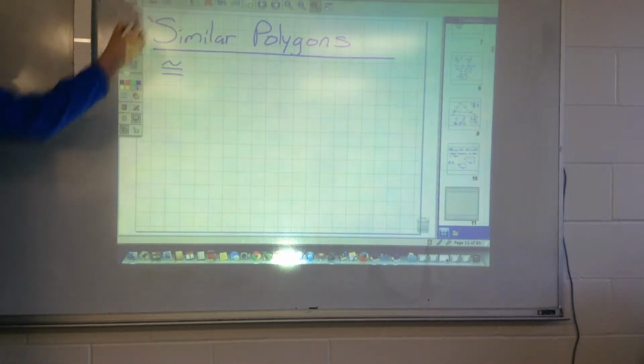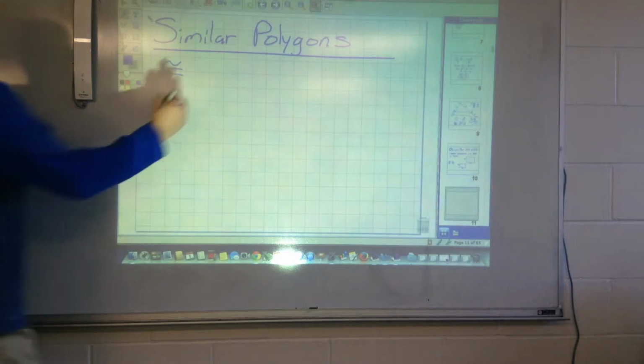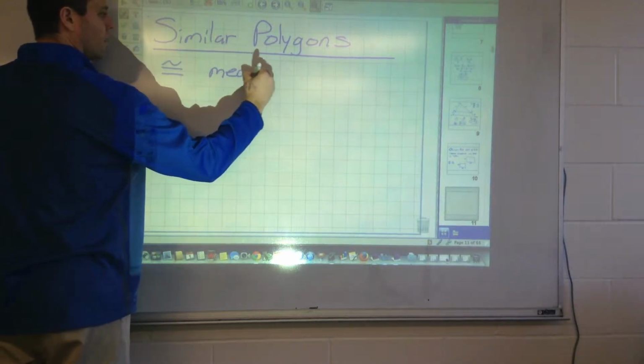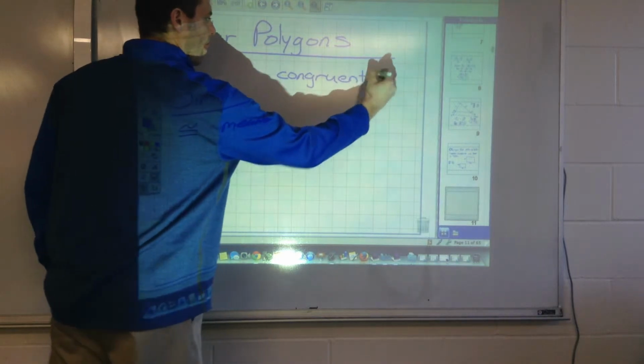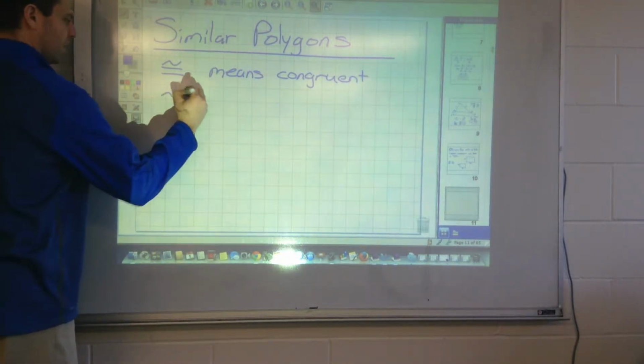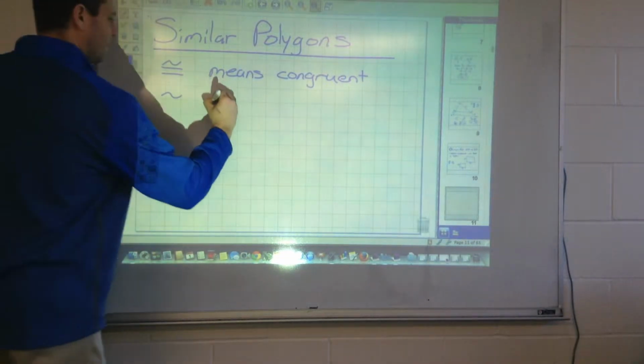When you see this symbol, an equal sign with a squiggly above it, that means what? Congruent. Okay? If you just see one squiggly, that's very technical on my terminology, I know. Squiggly. Okay? One of those means similar.